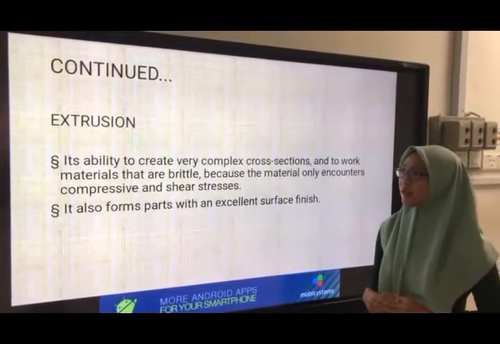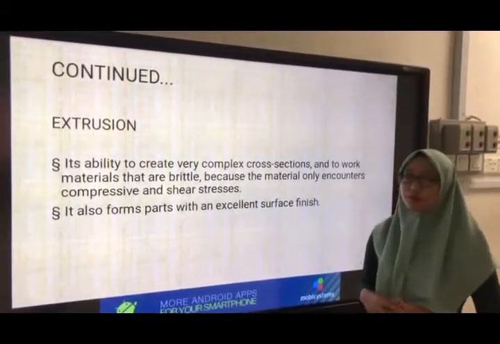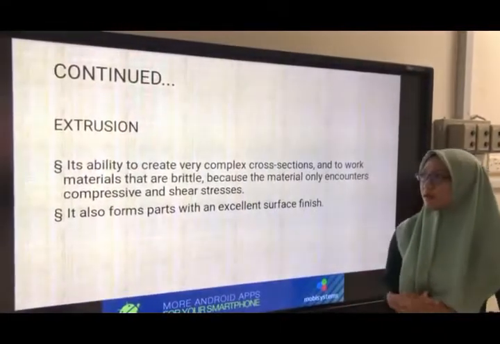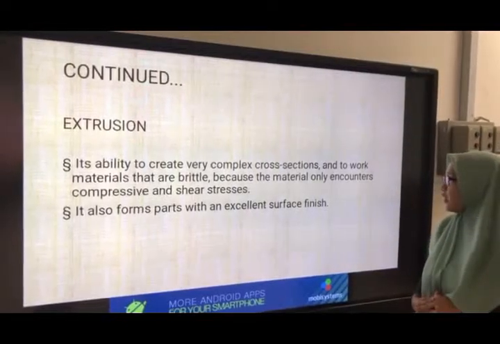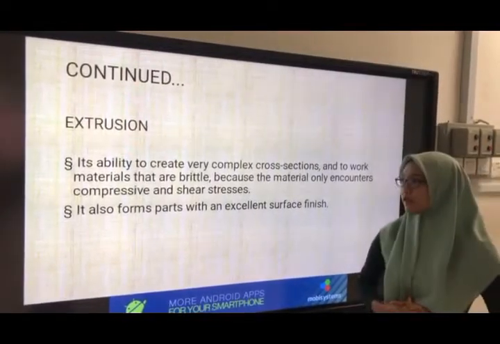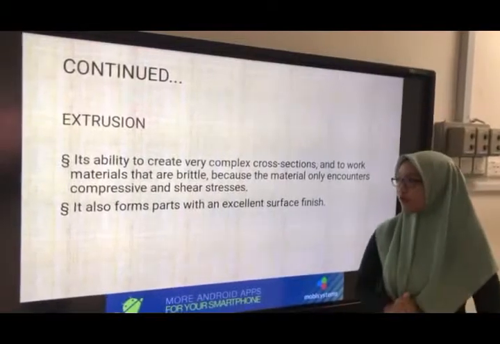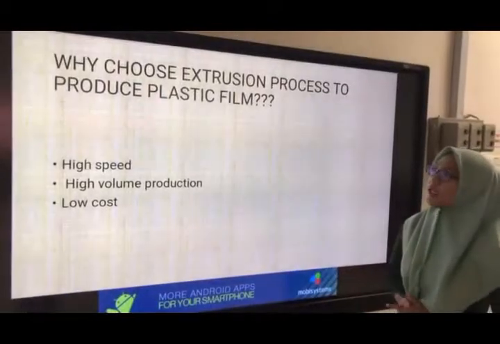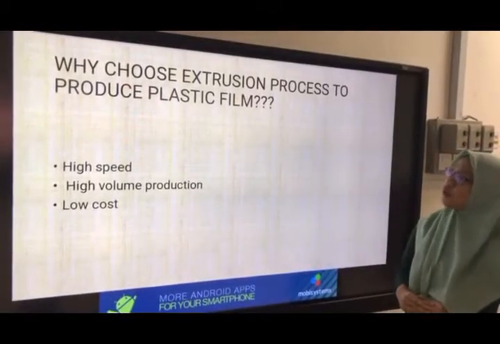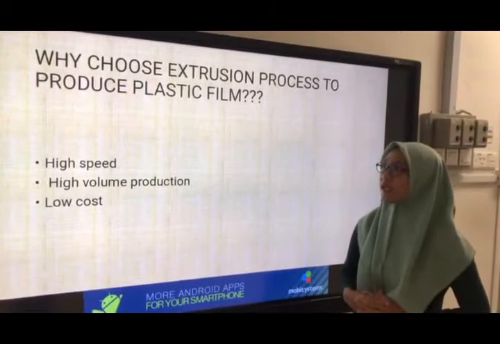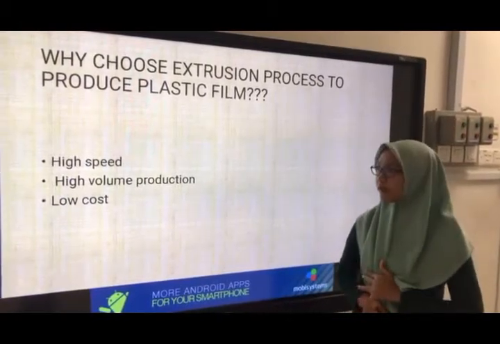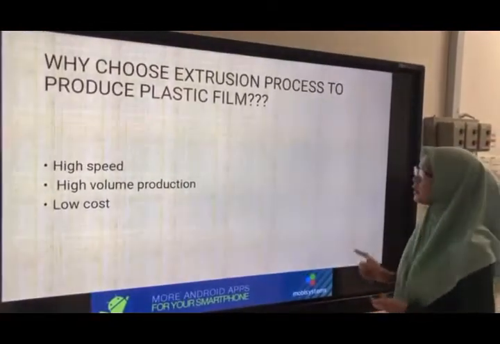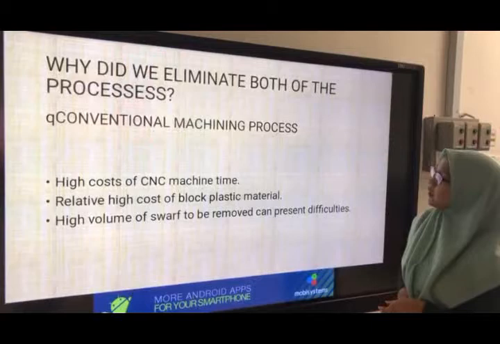Okay, extrusion has the ability to create very complex cross sections and to work brittle material because the material only encounters compressive and shear stresses, and it also forms parts with an excellent surface finish. Why choose the extrusion process to produce plastic film? Because it is high speed, high volume production and low cost, relatively cheap compared to other processes.